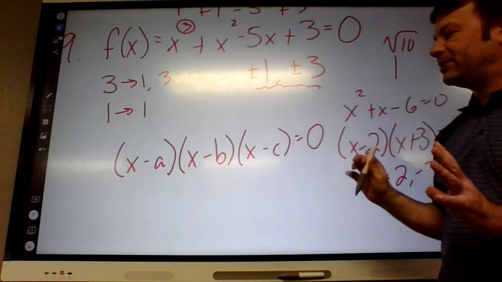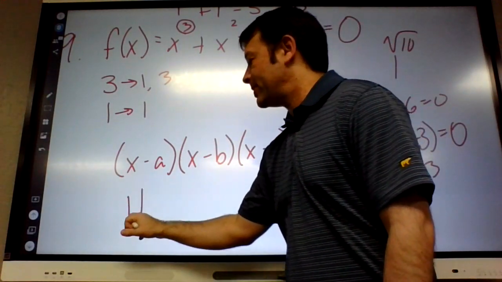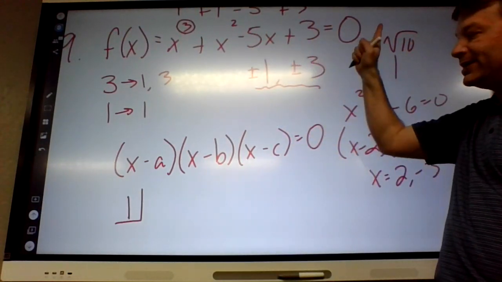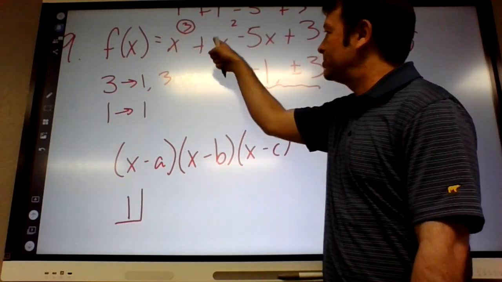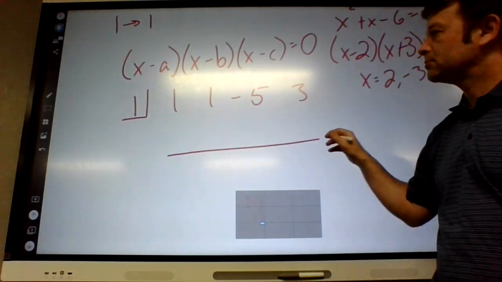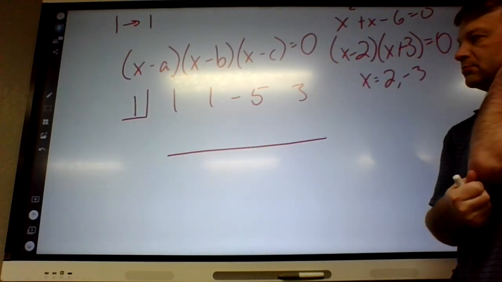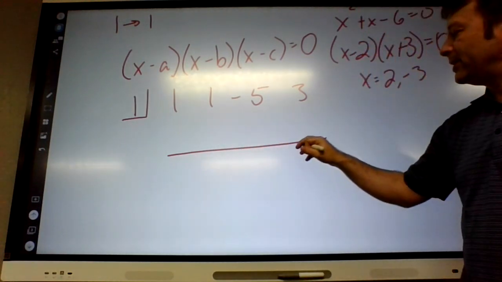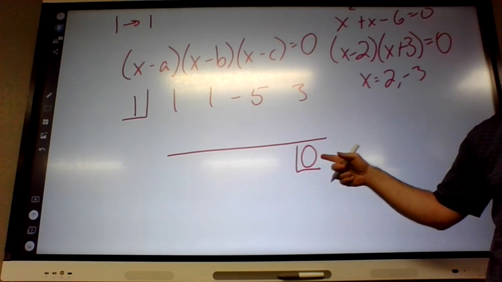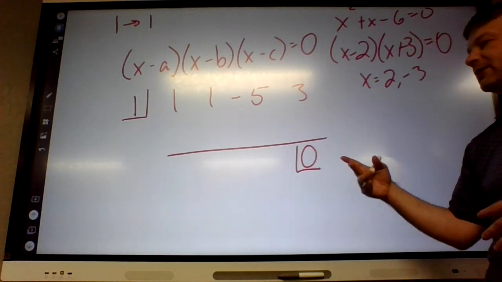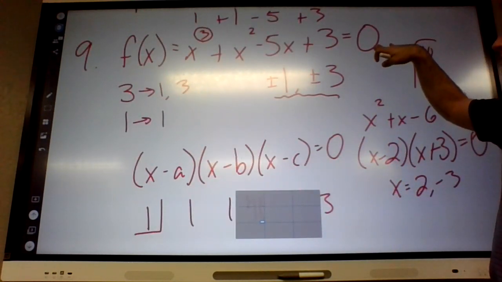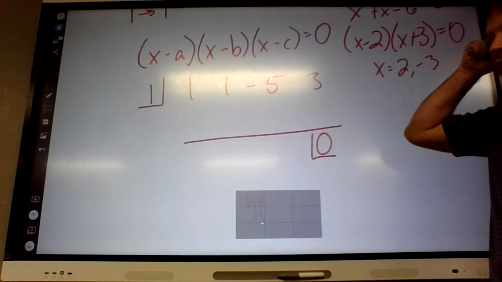It might not make a lot of sense, but you guys will see the pattern here. I'm going to take 1 out of this with synthetic division. 1 is a solution, and I'm going to take it out. So I'm going to use the coefficients 1, 1, negative 5, and 3. If 1 actually works, I should expect to get a 0 over here. You can think of it like the remainder is 0, or 1 makes the whole thing equal 0. It should come out as a 0 if it works right.